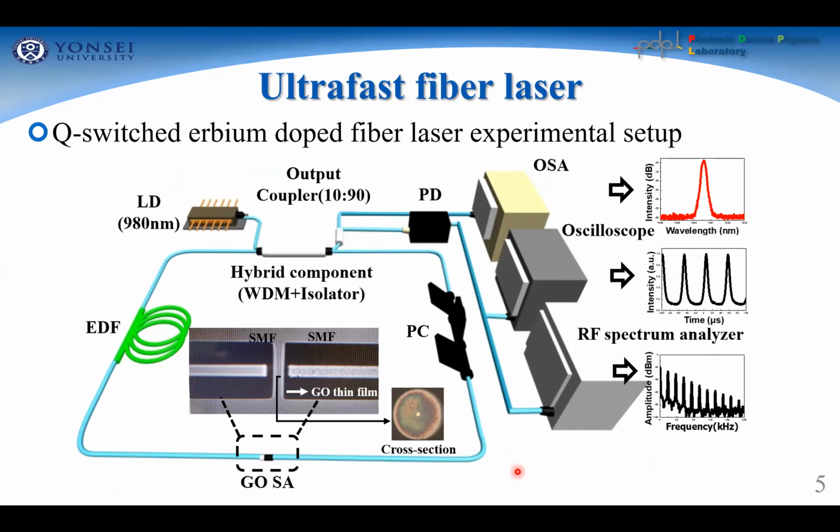So this is the experimental setup in my research. We basically use the LED at 980 nanometers and an EDFA laser. We add the saturable absorber like this. This is the air gap. This part is the graphene oxide thin film in the core. And this is the OSA, optical spectrum analyzer, and the oscilloscope and RF spectrum analyzer are the measurement system and measurement result data like this.